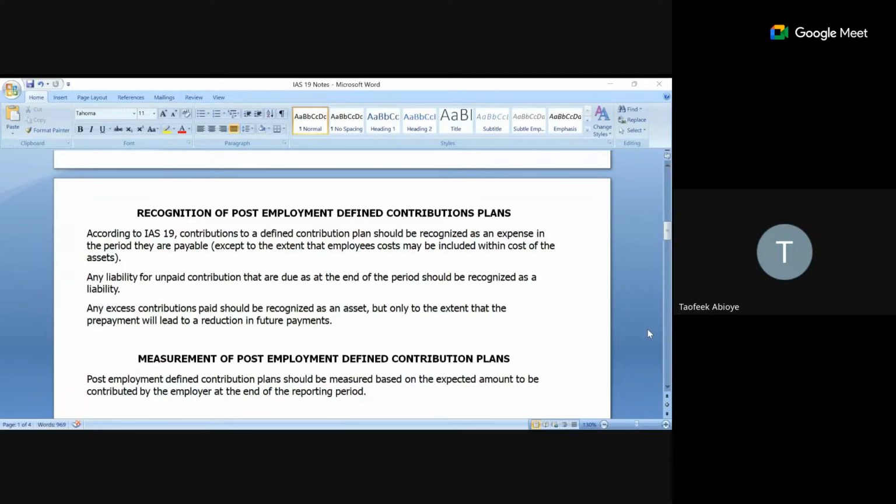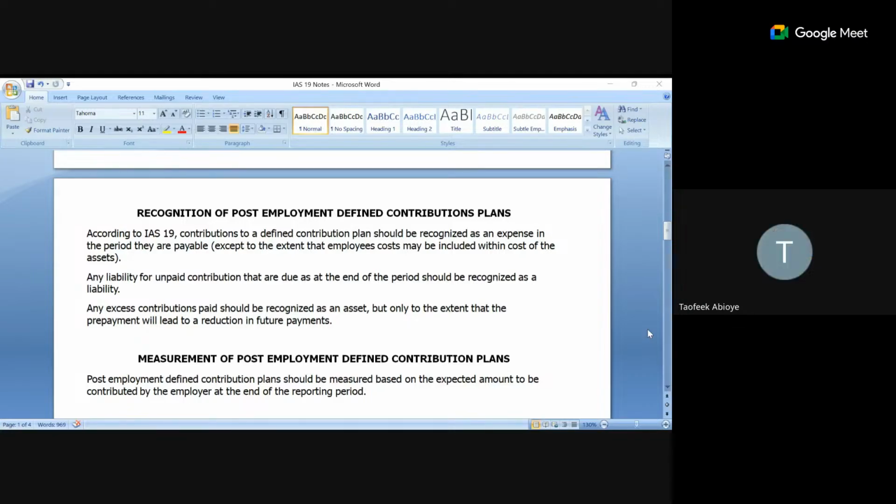The entity contributes a fixed amount of money into a plan, and the entity does not have a legal or constructive obligation to contribute more if the fund does not meet that liability. Simple. Okay, contributing more. Yes, they are not going to contribute anything more. But this one, it has a legal or constructive obligation.